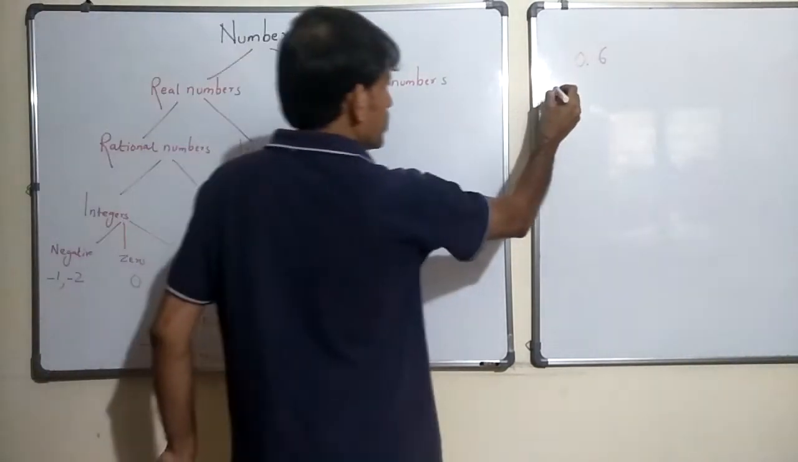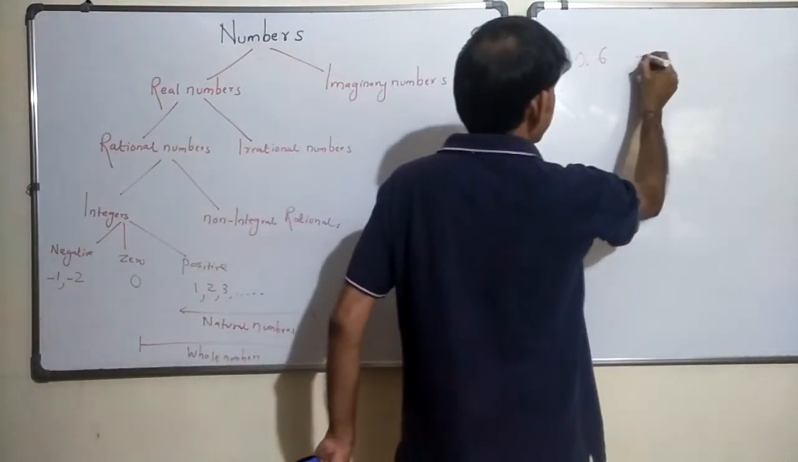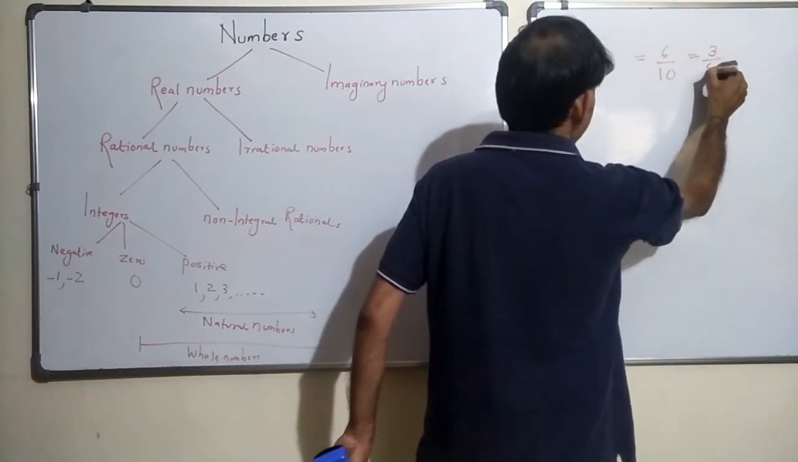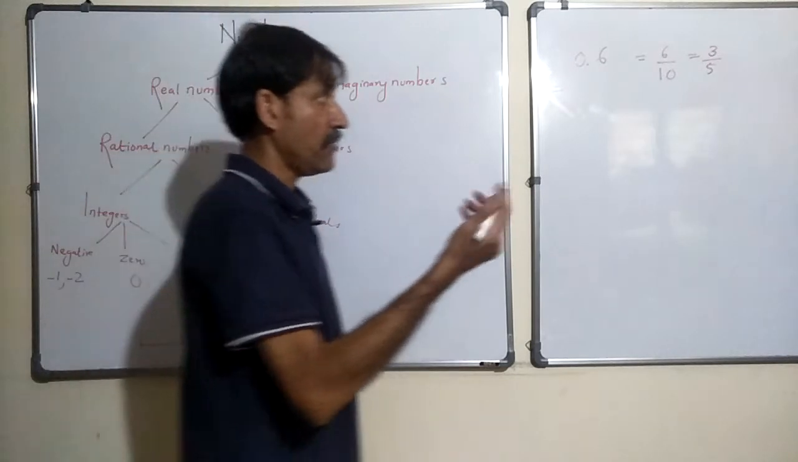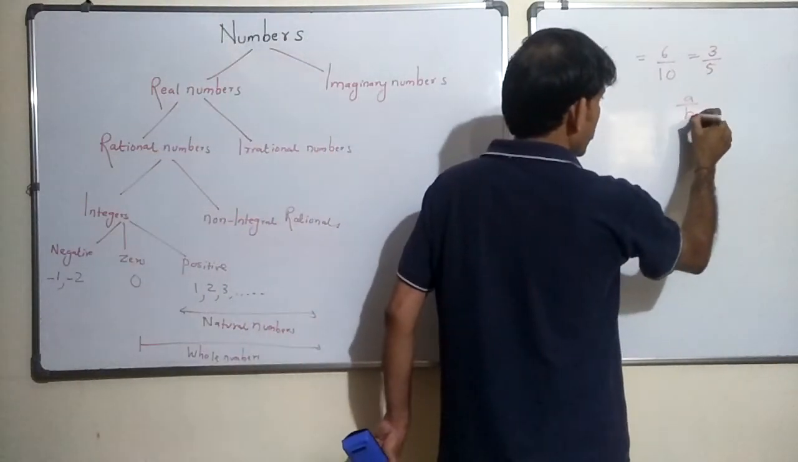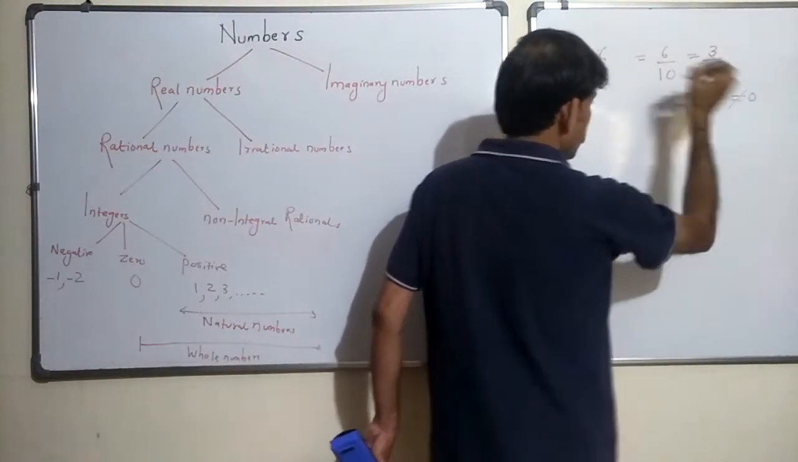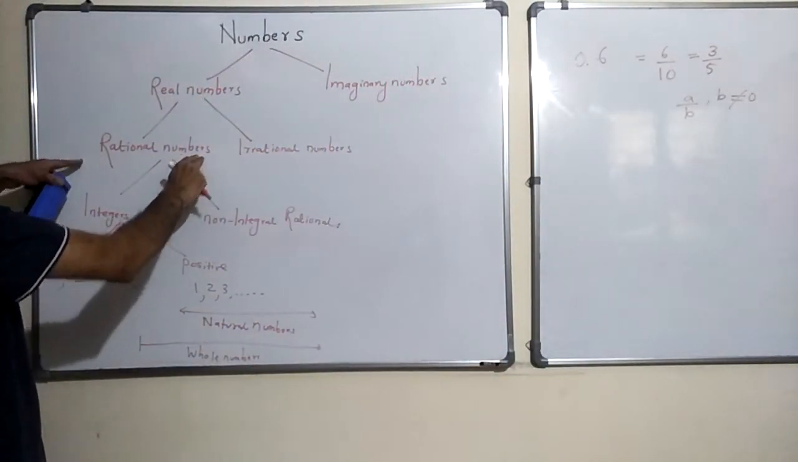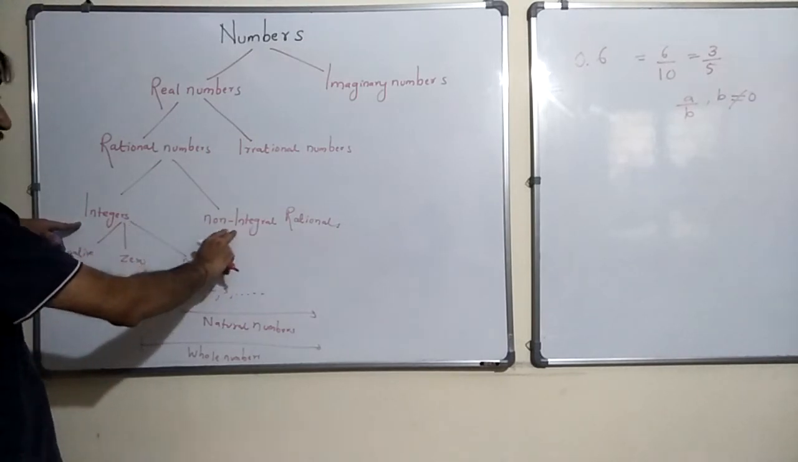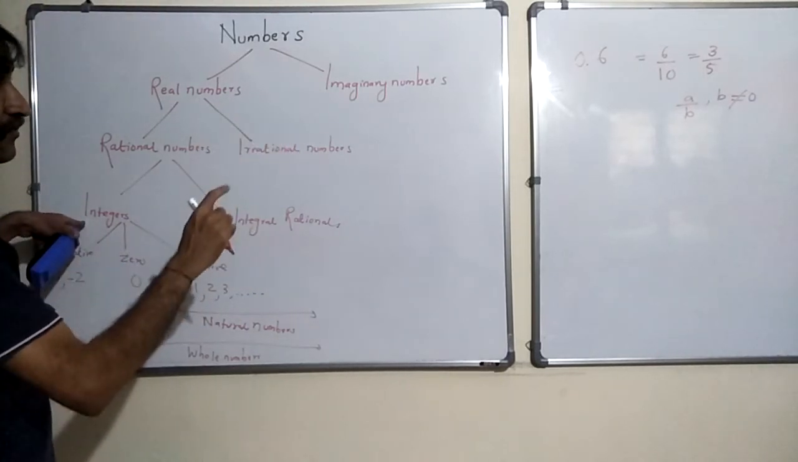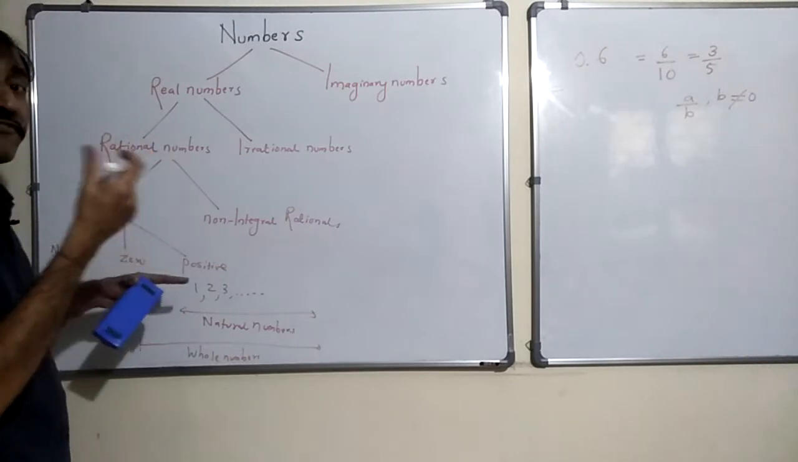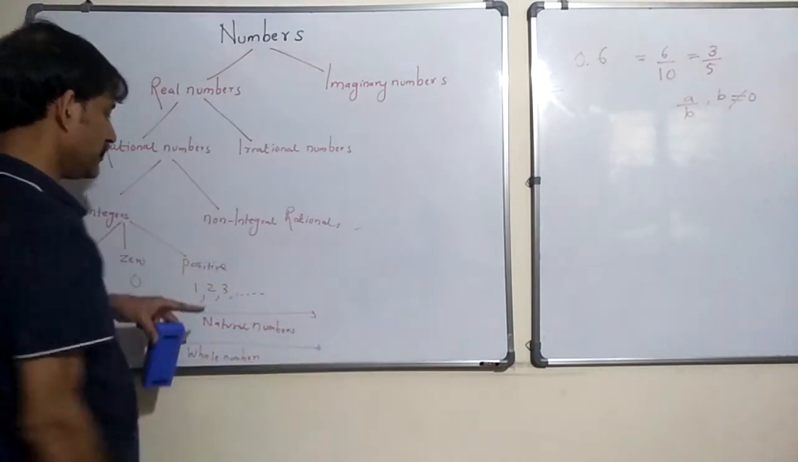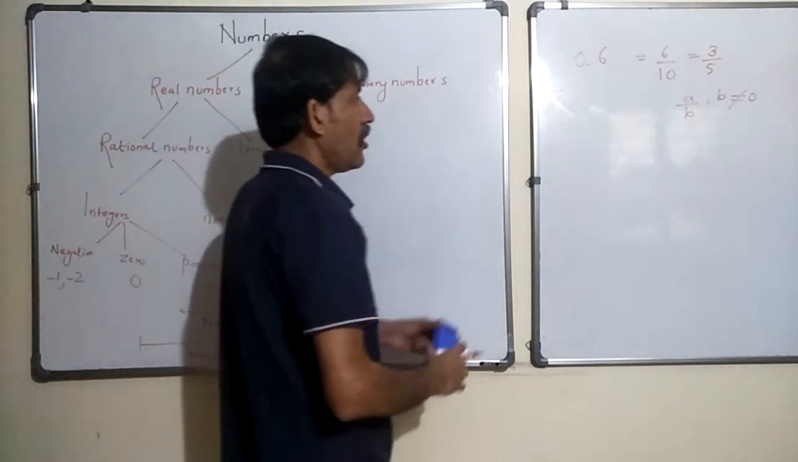Now 0.6 is nothing but 6 by 10 is equal to 3 by 5. Clearly I can express it in the form a by b, where b is not equal to 0. So 0.6 is a rational number. Okay, whether it is an integer or a non-integral rational. Now if you see, it is 0.6, it has a fractional part associated with it, right? So it is a non-integral rational, and that is where we leave it. All right.